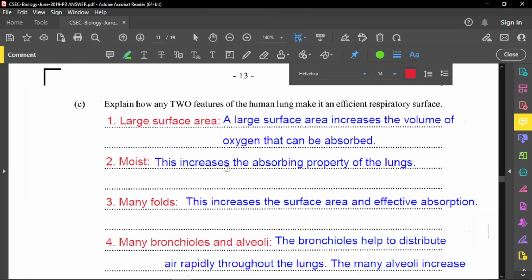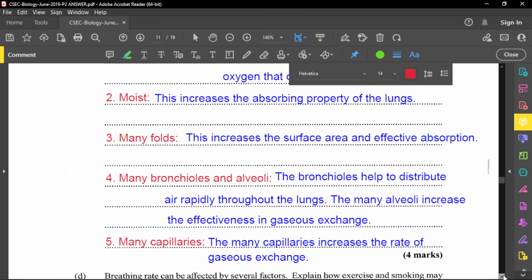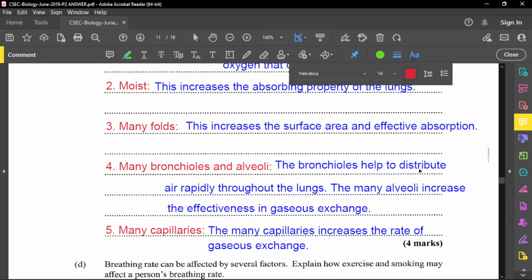And many folds, so with the many folds inside the lungs, you have a lot of alveoli as well, which we're going to talk about next. So it could have many folds in the lungs, and that will increase the surface area and also an effective absorption property. And many bronchioles and many alveoli as well are very important, because the many bronchioles will help to distribute air rapidly throughout the lungs. And then the many alveoli will increase the effectiveness in gaseous exchange.